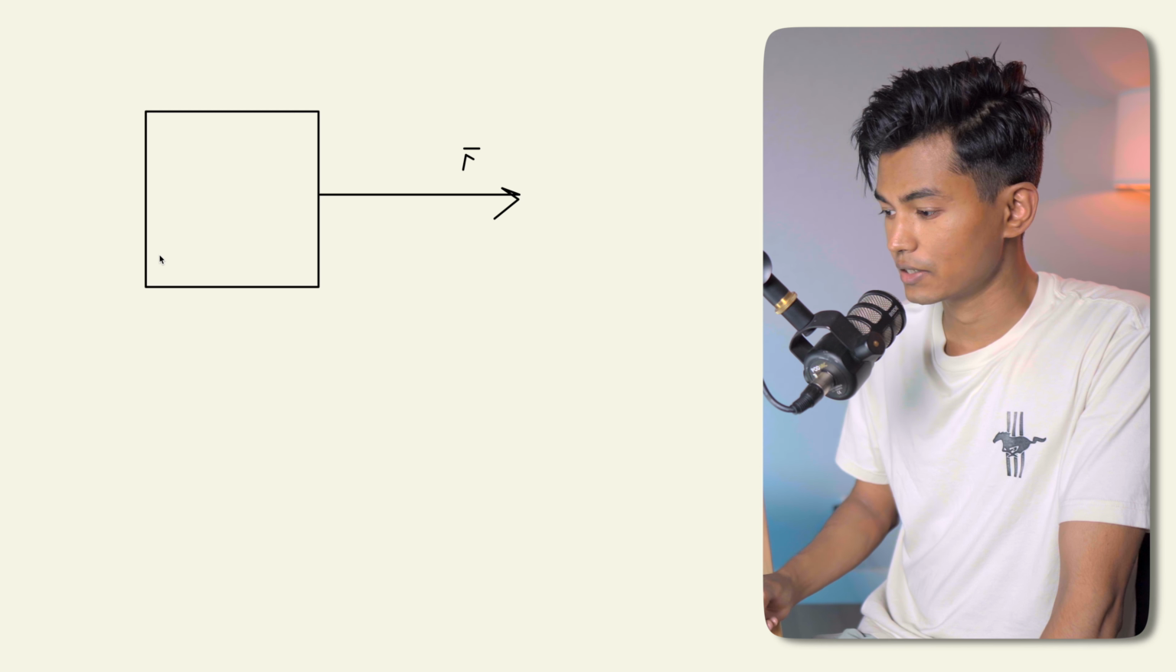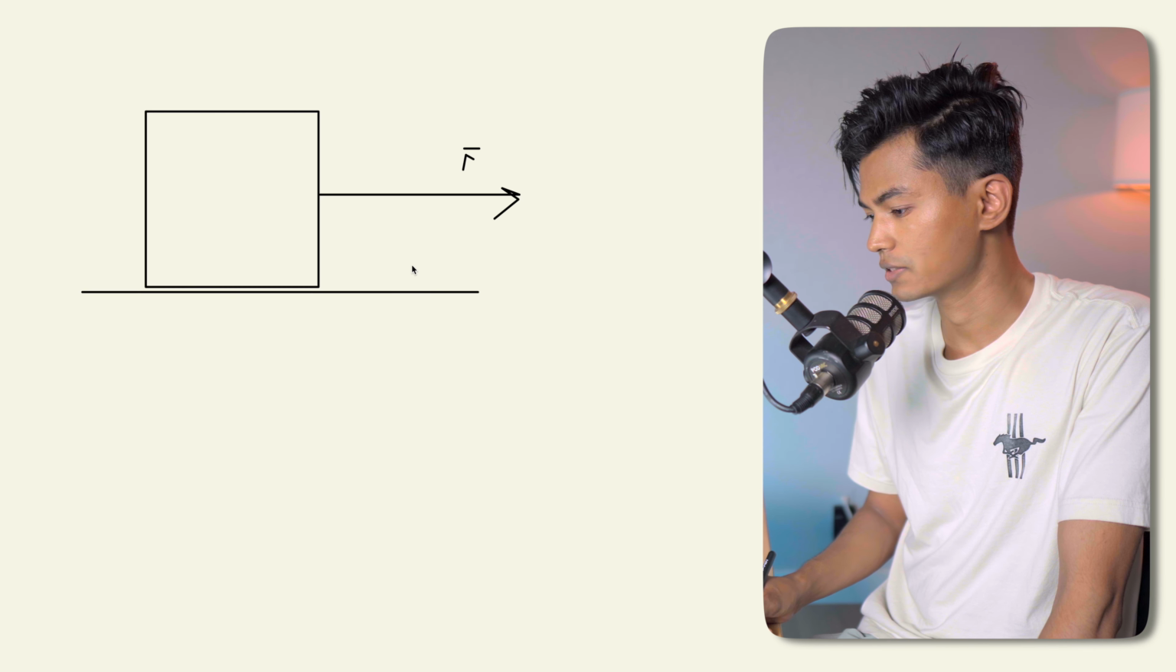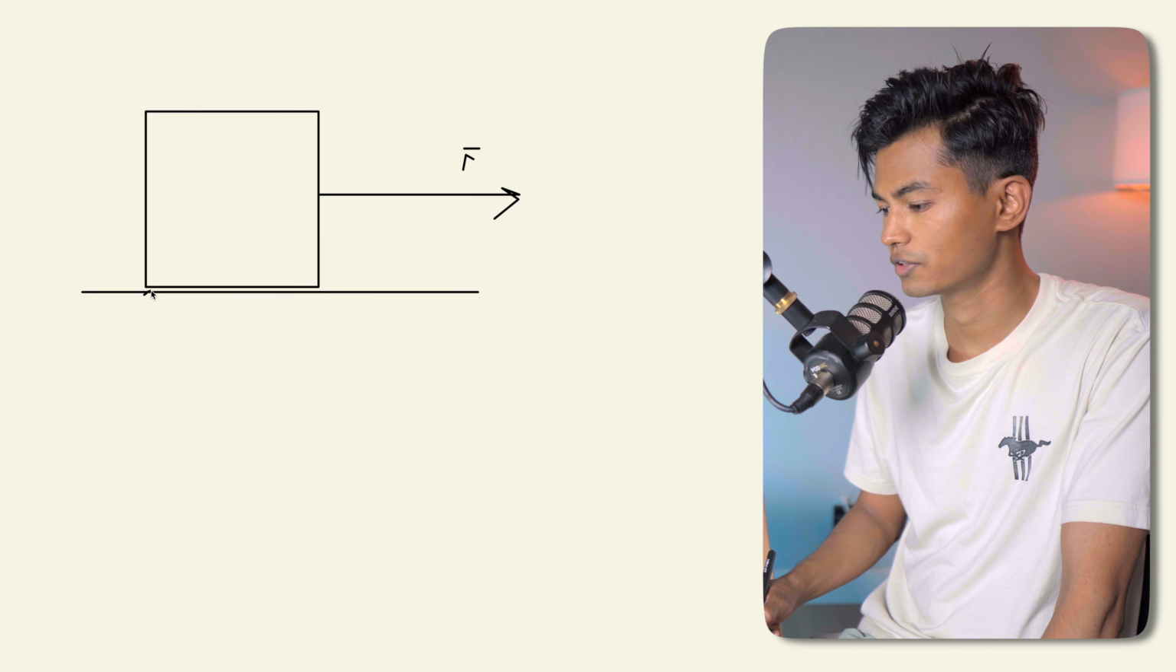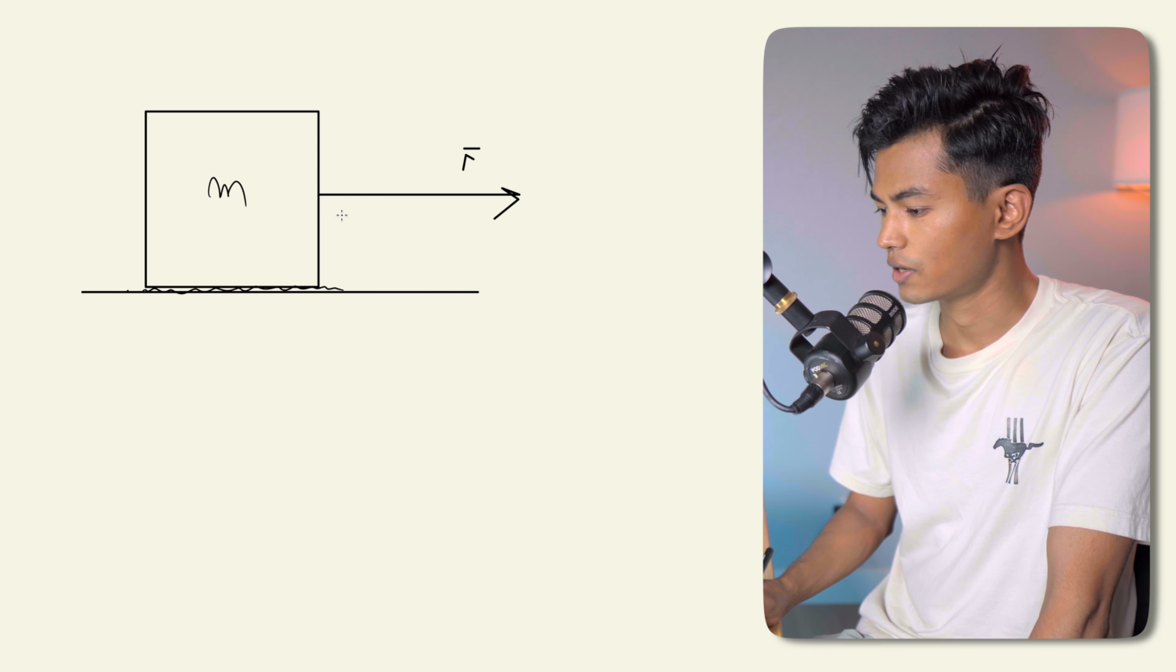This body, where is it? Is it in space? Is it flying in air? Okay, it is sitting on a surface. You might think that it is hovering over the surface. Well, that's just incorrect drawing. Let's say this is the roughness of the surface. This body is going to have some mass.